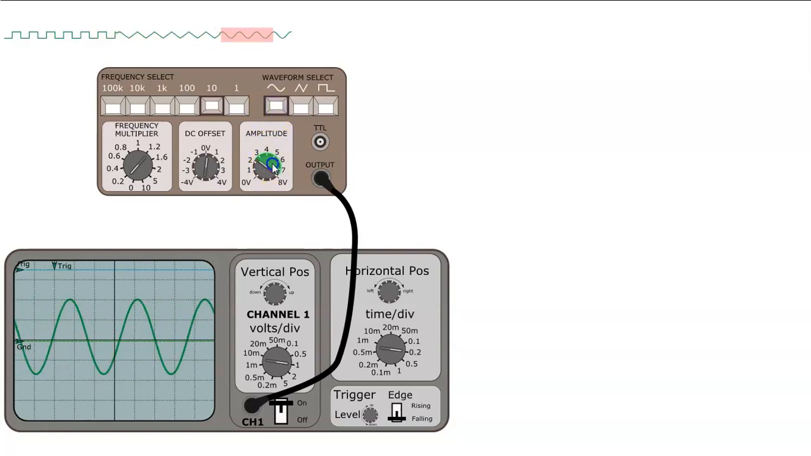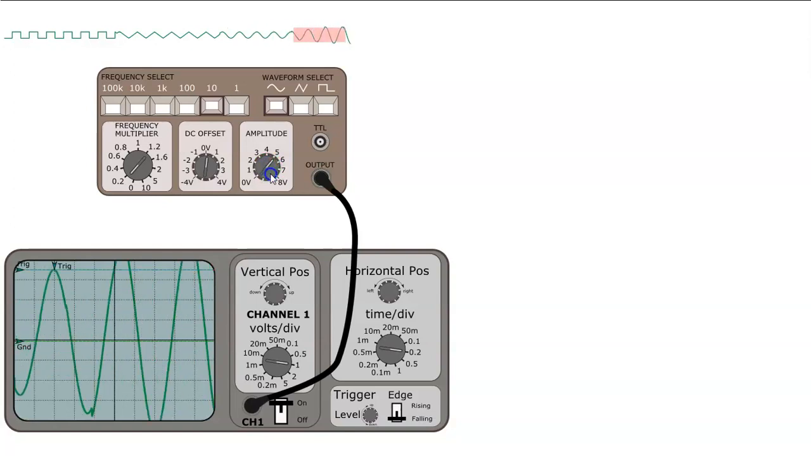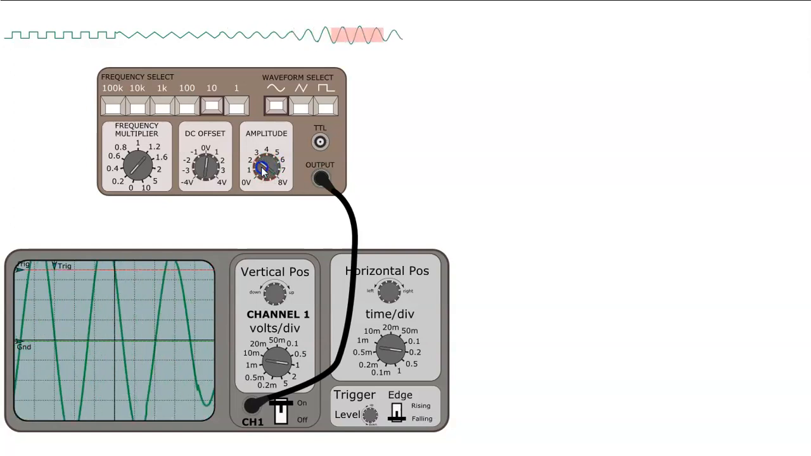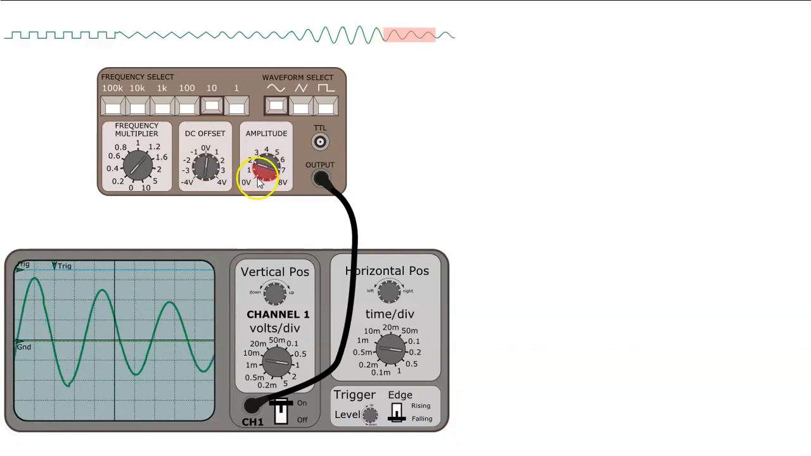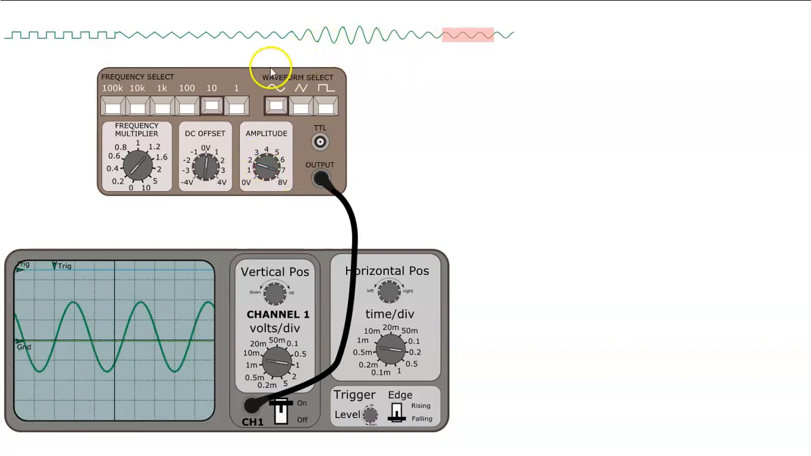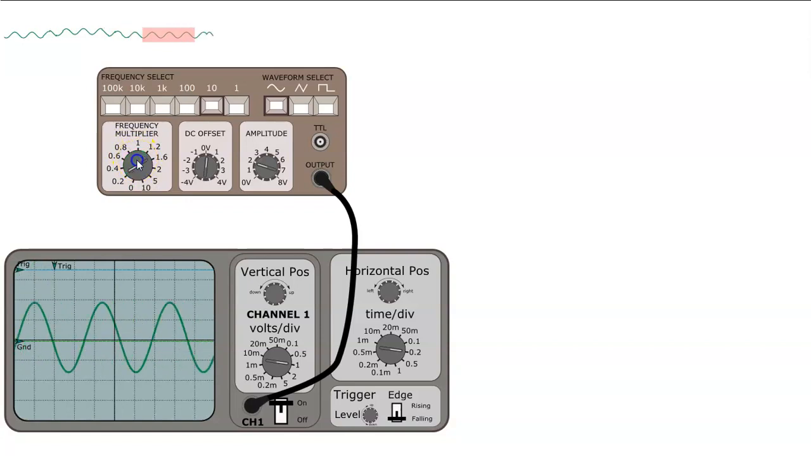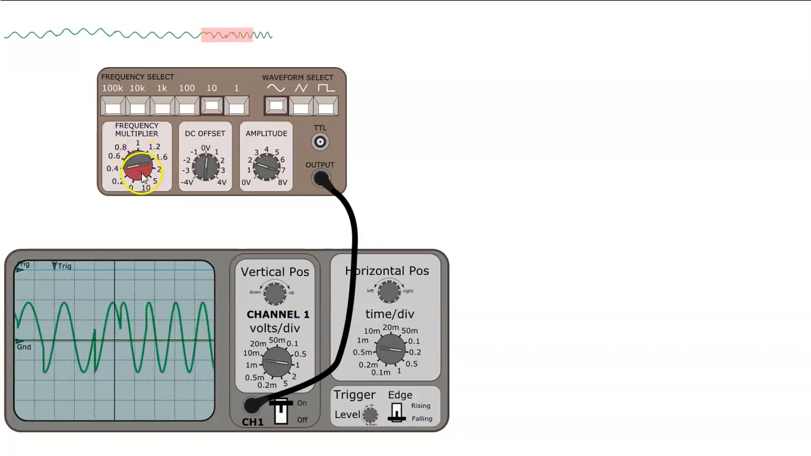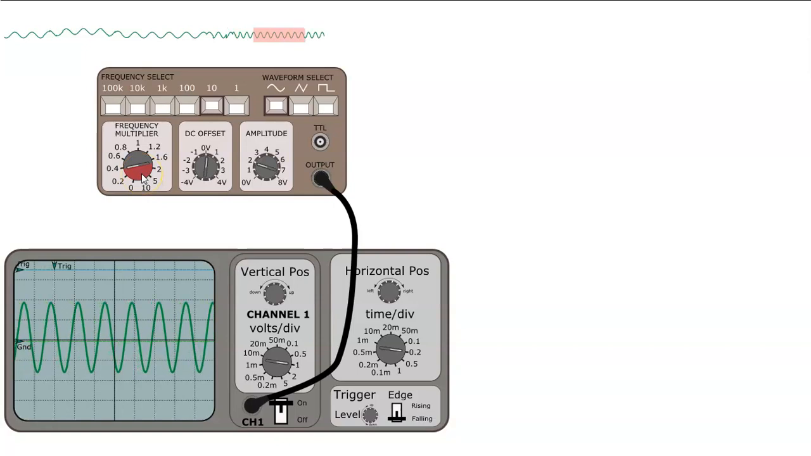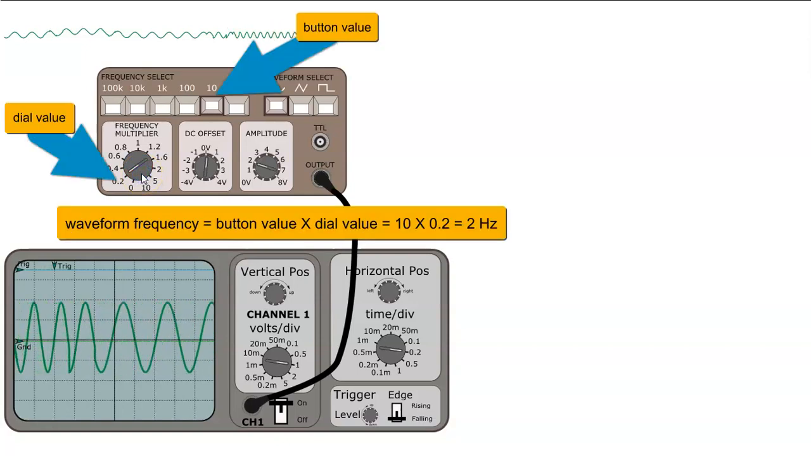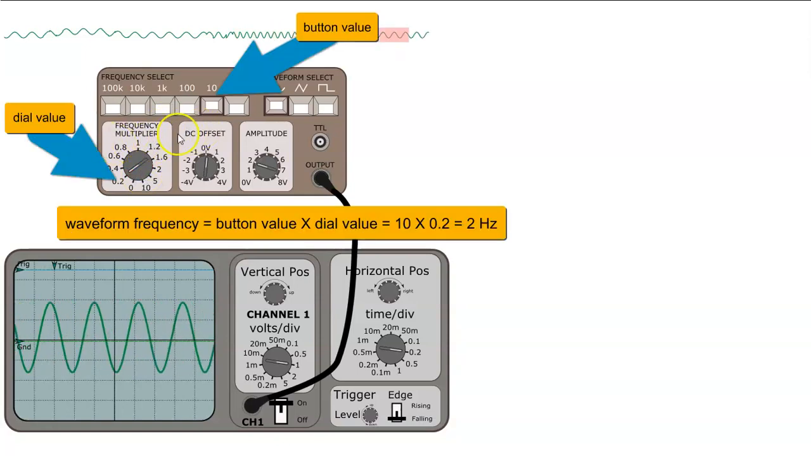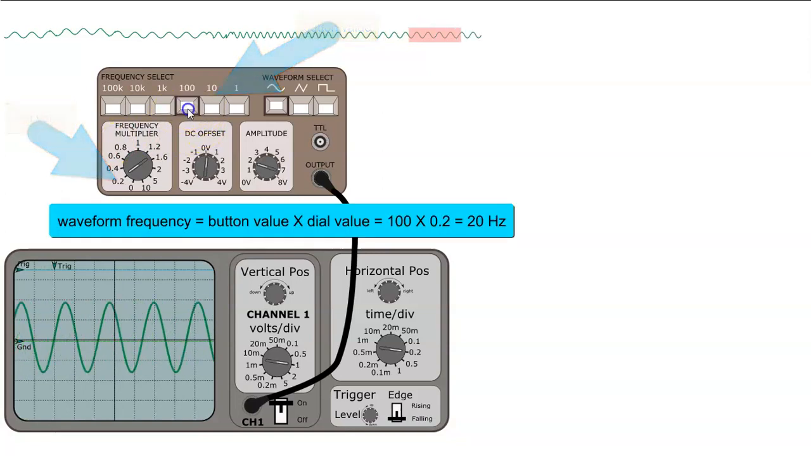And we can adjust things like the amplitude by controlling this dial. And we can see that the changes are being reflected up in the waveform above. We have control over the DC offset as well as fine-tune control of the frequency using this dial. If you want more significant changes in frequency, you can use one of these buttons.